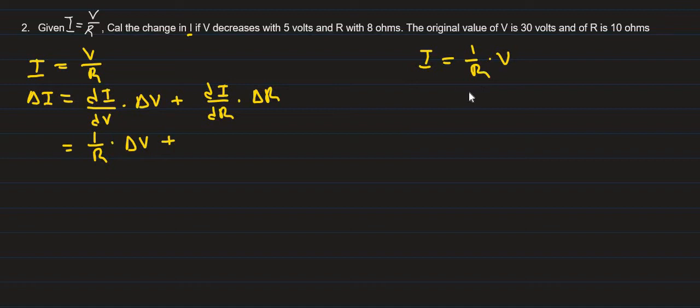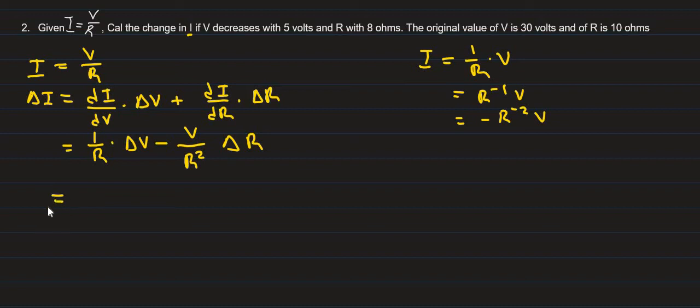I is R to the power minus 1 multiplied by V, so the derivative with respect to R is negative R squared V, that is negative V over R squared, multiplied by change in R.